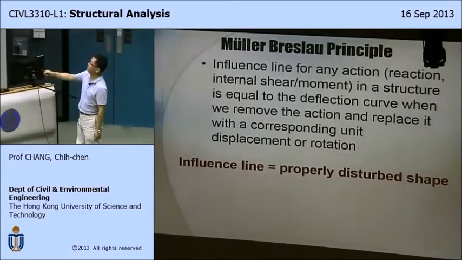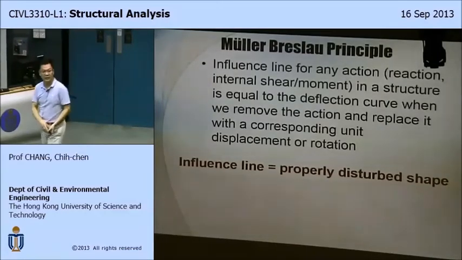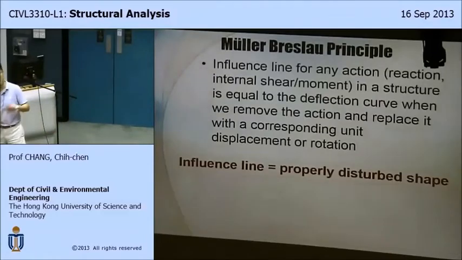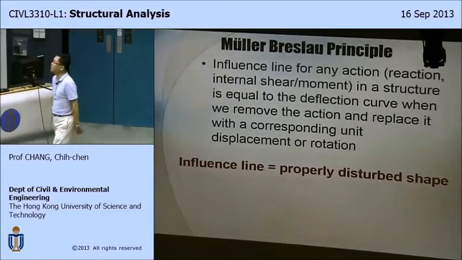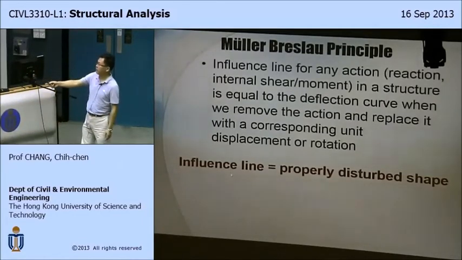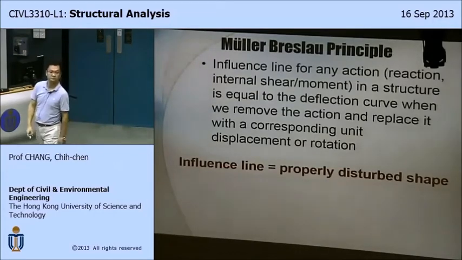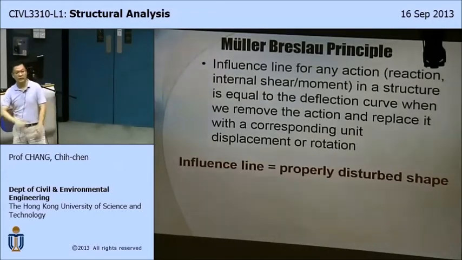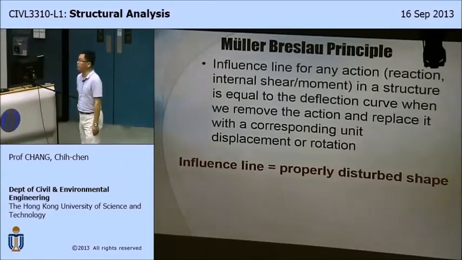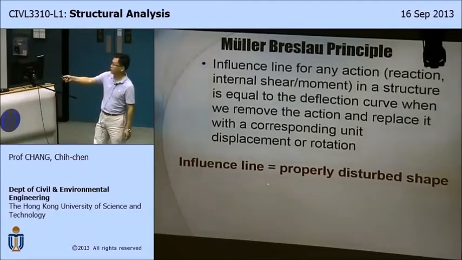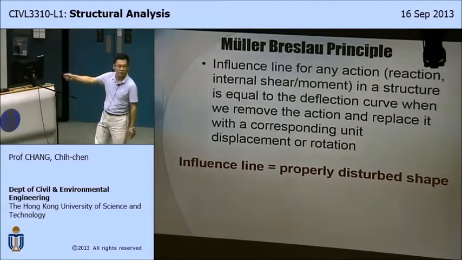All right, so yeah, it's stated in English, but it's hard to comprehend. It's hard to understand what it means. So simply put it, the influence line is equal to the properly disturbed shape of the structure. The Muller-Breslau principle is: influence line is equal to the properly disturbed shape of the structure.